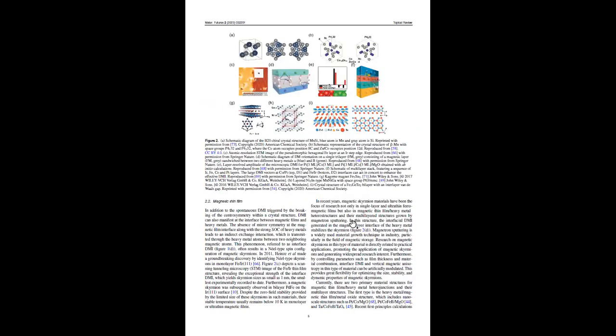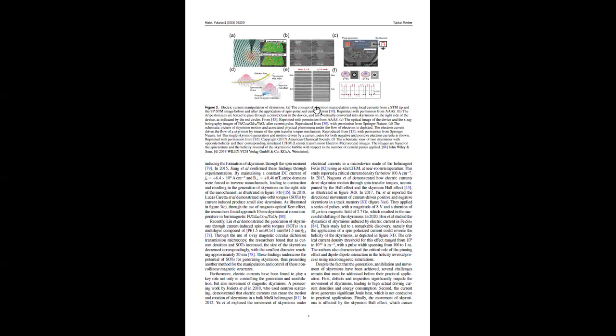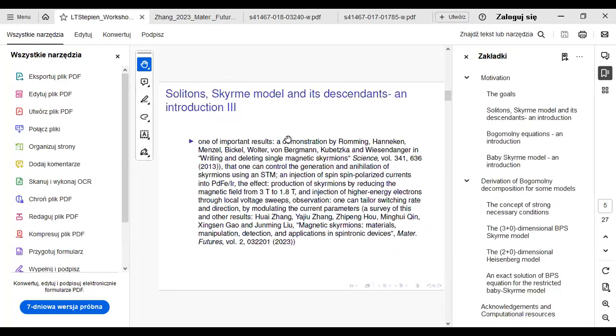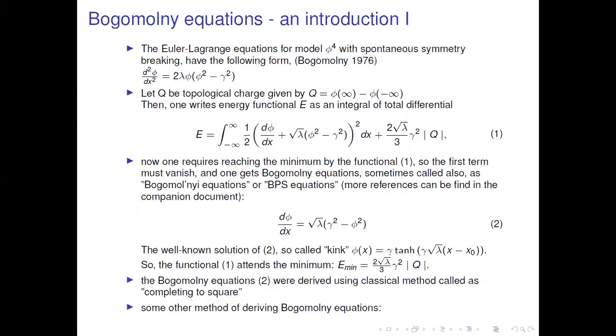And for example, here we have the illustration of skyrmion manipulation using local currents from an STM tip. So I very strongly recommend this paper because here we can track different investigations on magnetic solitons and their applications. So now let's go back to my presentation. And what about the equations?